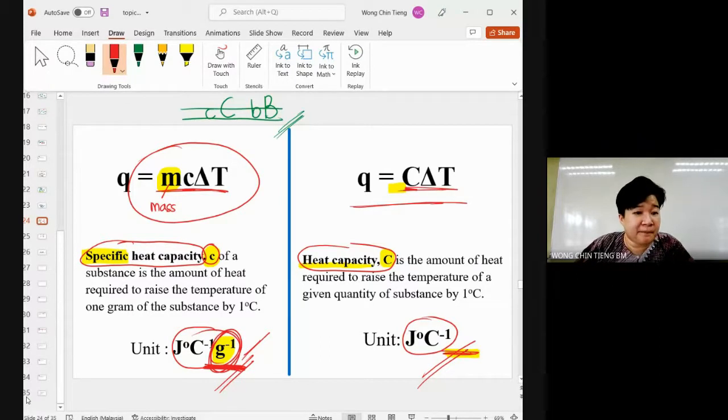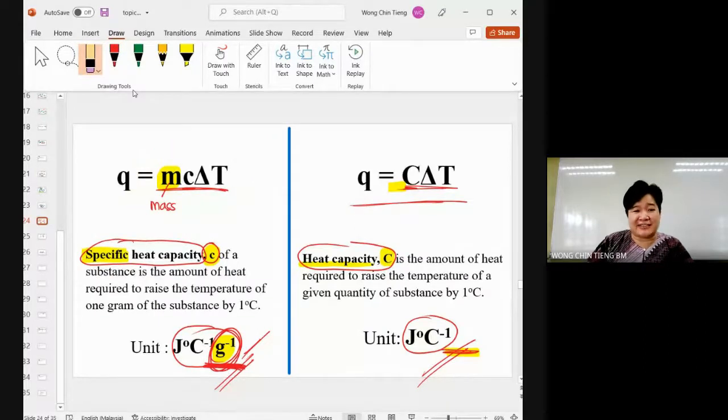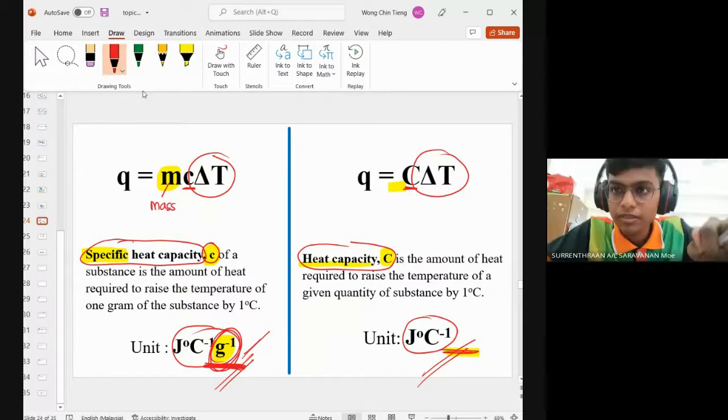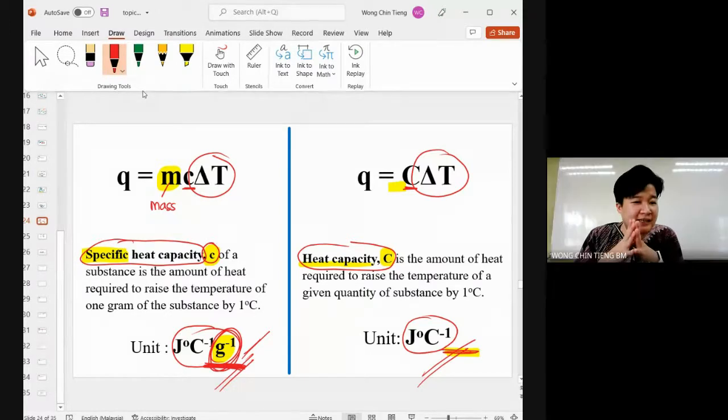Boleh? Okay. Next thing. Simple thing, but I don't know whether you realize or not. I asked 3 classes already and everyone give the wrong answer. Delta T kat sini. Degree Celsius or Kelvin or it doesn't matter? Doesn't matter. Suren say it doesn't matter.